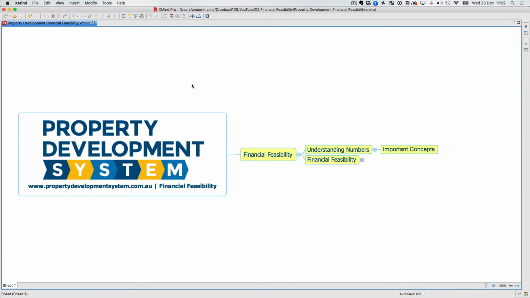We've got financial feasibility. Before I explain what exactly is involved in financial feasibility, or show you an application that I use for conducting financial feasibility on property development projects, let me first explain a concept, and it's a very important concept. It's the underlying basis of all property development feasibility studies. So make sure you watch this next video carefully.